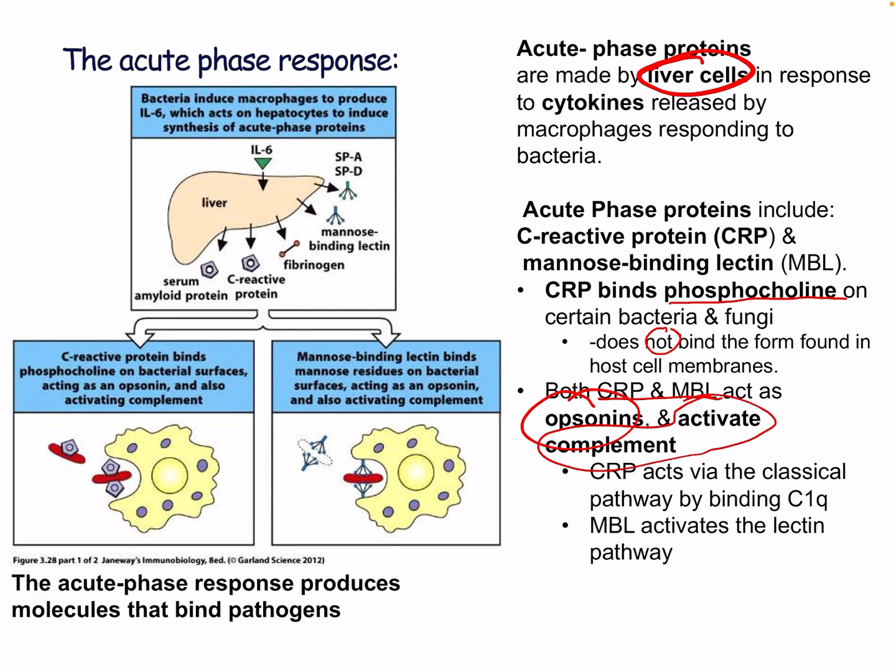CRP acts via the classical pathway by binding to C1q, essentially acting like an antibody, but in an innate way, and MBL activates the lectin pathway. So again, here we have a bacterium that induces a macrophage to produce IL-6, for example, which acts on hepatocytes to induce synthesis of acute phase proteins. Other examples include serum amyloid protein, CRP, fibrinogen, MBL, and SP-A and SP-D. CRP binds to phosphocholine on bacterial surfaces, acting as an opsonin and activating complement, whereas MBL binds to mannose residues on bacterial surfaces, acting as an opsonin and also activating complement.